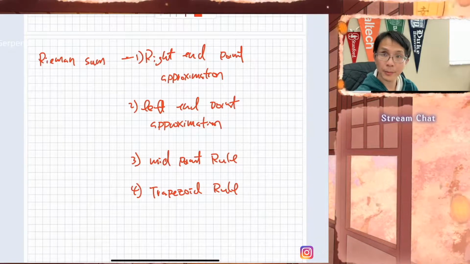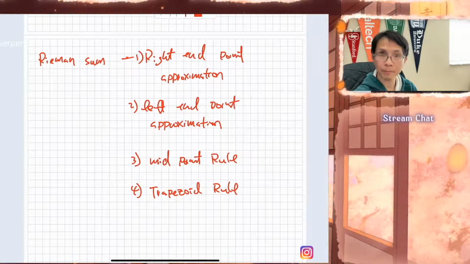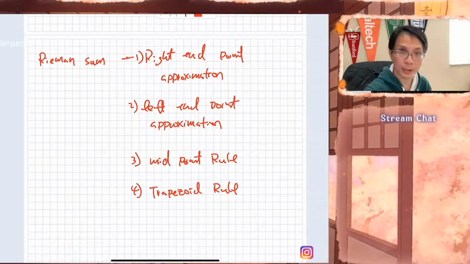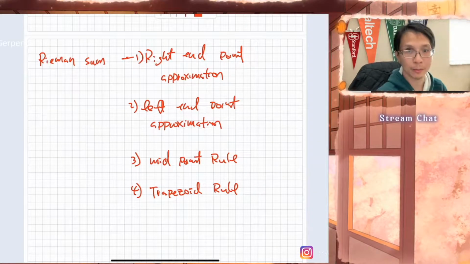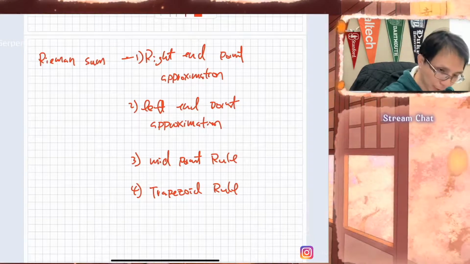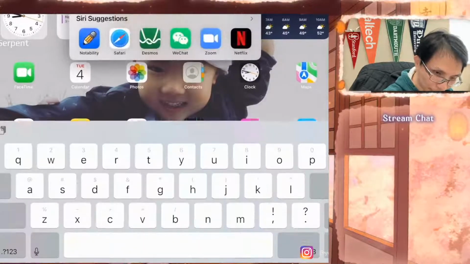Okay, so quick time. They are right endpoint approximation, left endpoint approximation, midpoint rule, and trapezoid rule. So I'm going to illustrate to you what happened. So we're going to go to Desmos.